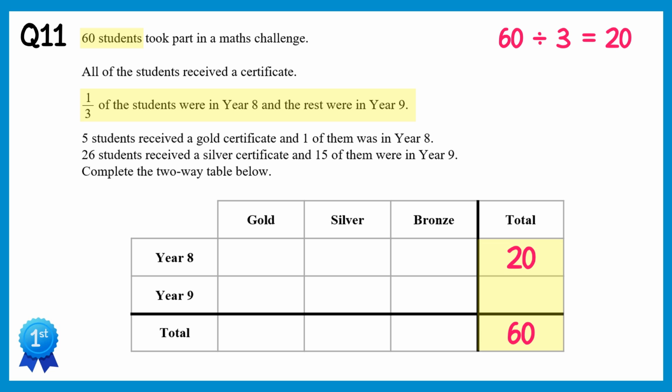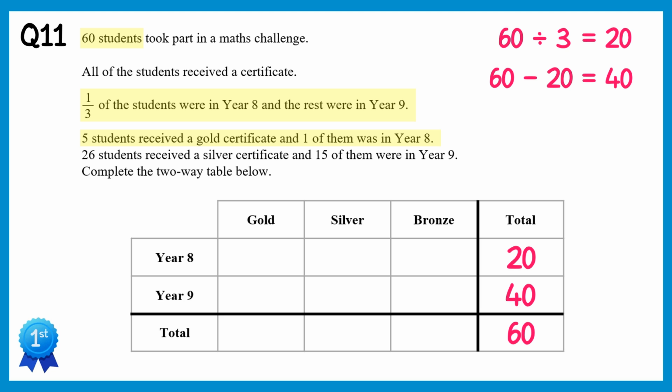Now if you look at this column here, you can see we're just missing the number of year 9s, but we know there are 20 year 8s and 60 students in total, so if we do 60 take away 20, we get 40, which is how many year 9s there must be. So we can also add this into the table.